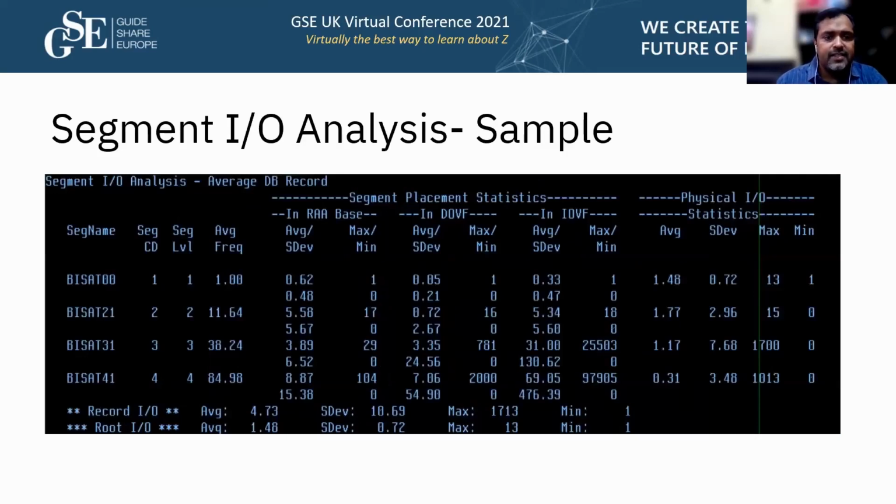Okay, this is the segment IO analysis report. It just gives you the IO statistics about the different segments. I'll not go into detail, but for 2 of the segments we can see the physical IO they take is a lot. The maximum goes to 1700 and the average is 1.17, possibly because of presence in the IOVF section and having a long twin chain. At the end, it also gives us a snapshot of record IO. It averages 4.7 and the maximum goes to 1713, and for the root IO, those numbers increase as the synonym chain increases basically. Next slide, please.